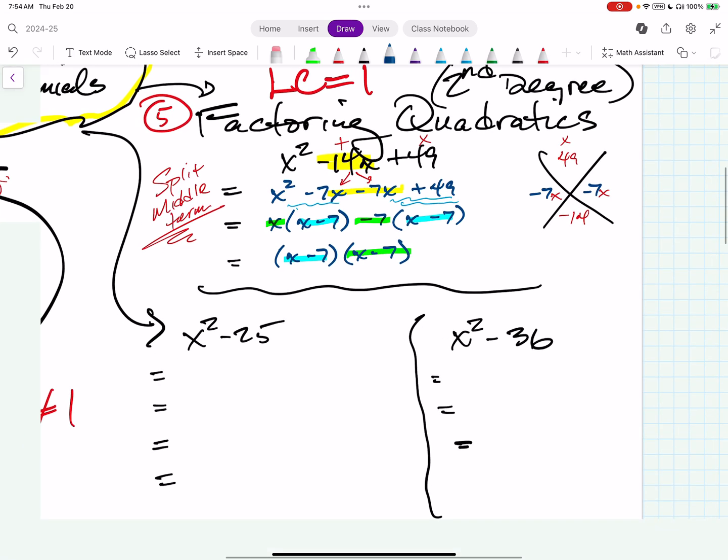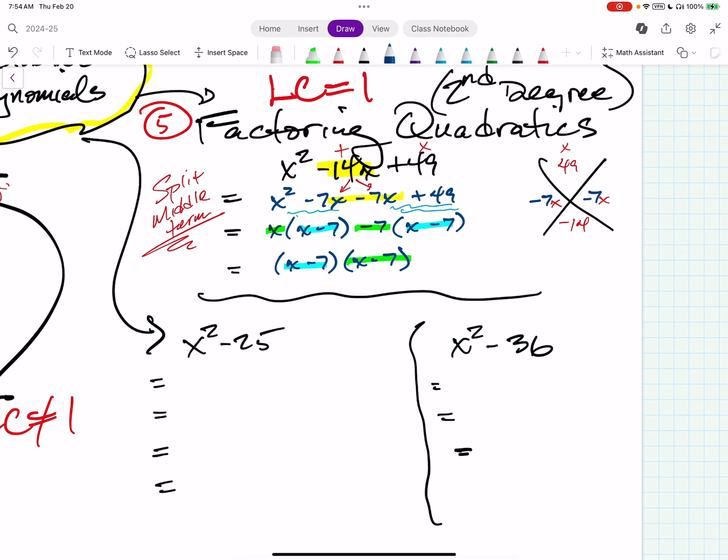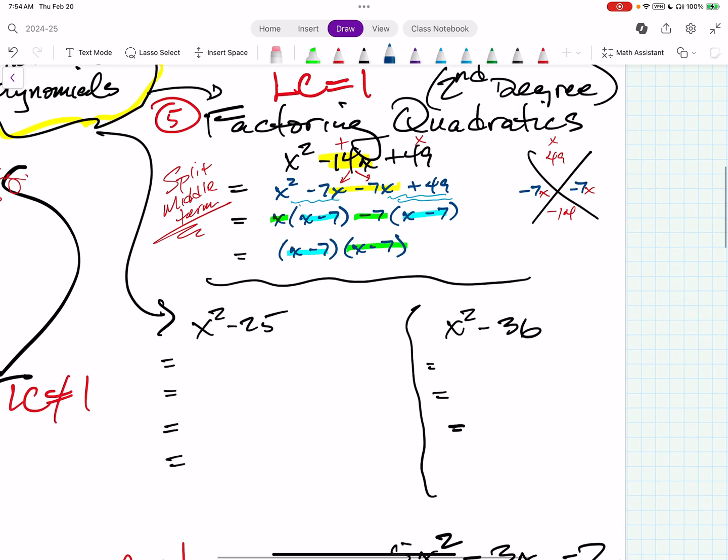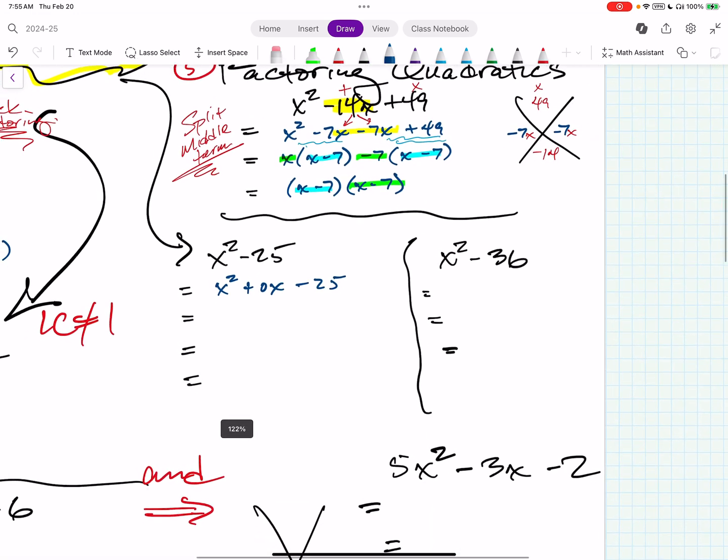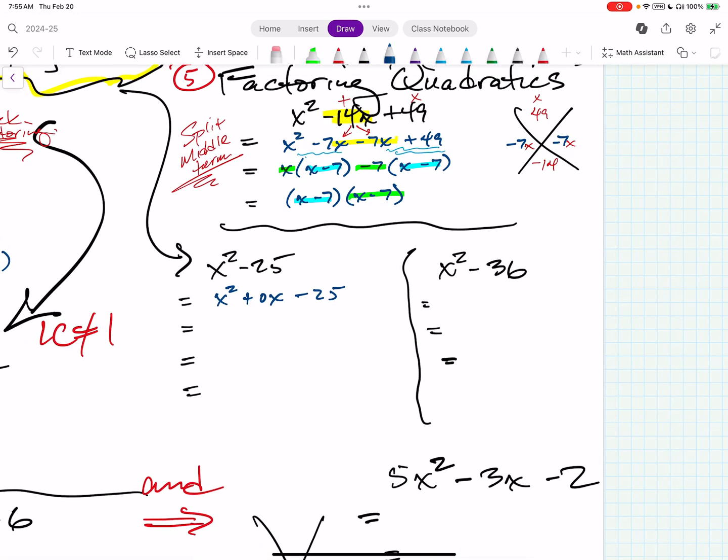All right, and now when it comes to these polynomials here, x squared minus 25 and x squared minus 36, notice there's no middle term. And so when we talked about this, okay, since there's no middle term, what we're going to do is we're going to rewrite it as x squared plus 0x here, because there's no middle term, and then minus the 25, and then play the number game again. All right, so let's go for it here.